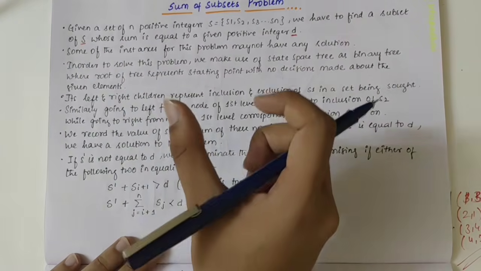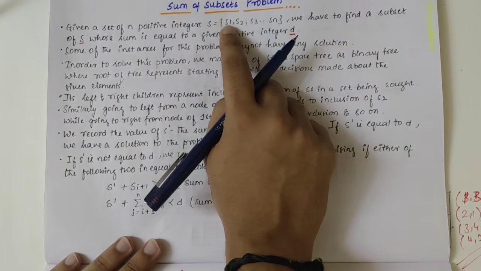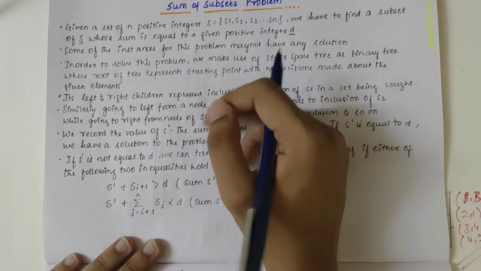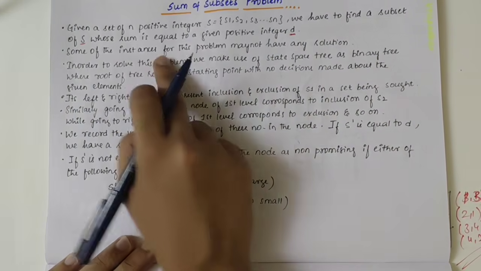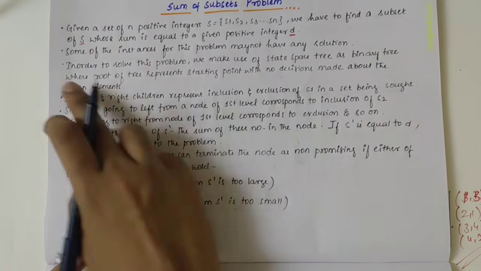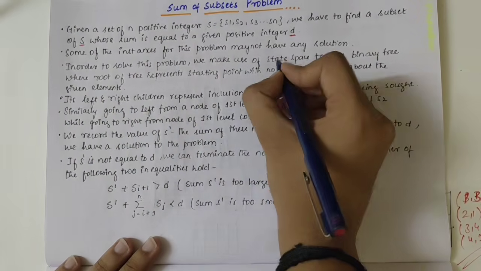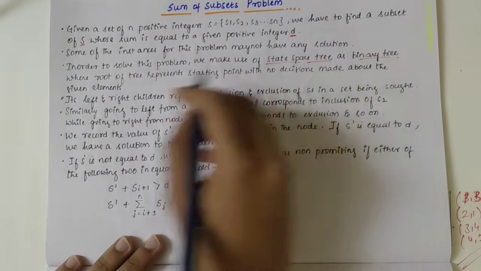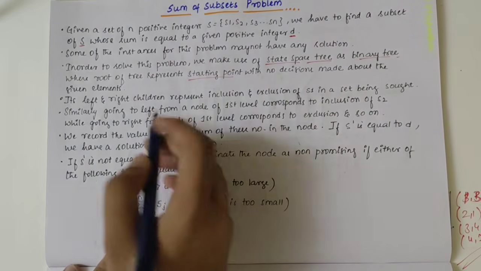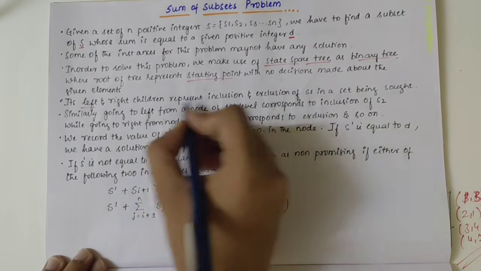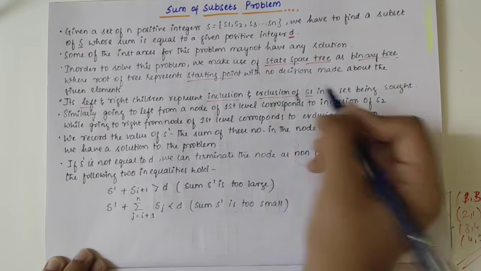S is the set of integers from which we should deduce the subsets, but the subset sum should be equal to the positive integer d. Some instances of this problem may not have any solution. In order to solve this problem, we use a state space tree as a binary tree, where the root represents the starting point with no decisions made about the given elements. Its left and right children represent the inclusion and exclusion of S1.